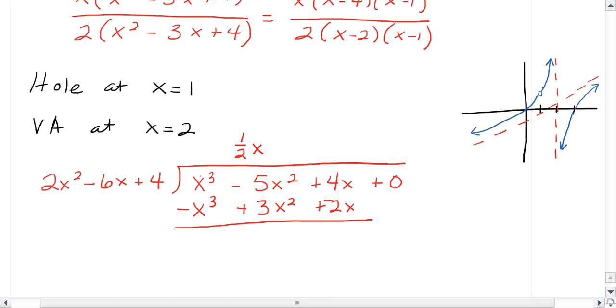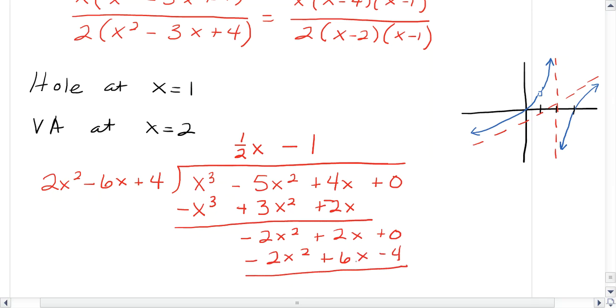And remember, our goal is to make this first term add to 0. So now I have negative 2x squared plus 2x, and bring down my placeholder of 0 there. And then we ask ourselves, what did we multiply by 2x squared to get a negative 2x squared? And that would just be a minus 1. And then distribute that negative 1. Plus 6x minus 4. Change the signs and add.